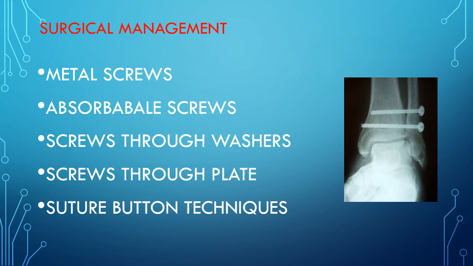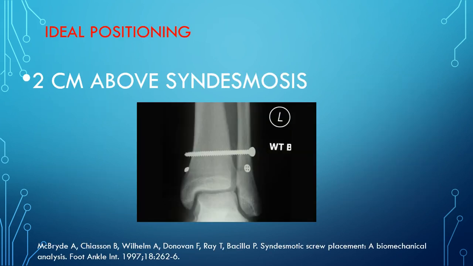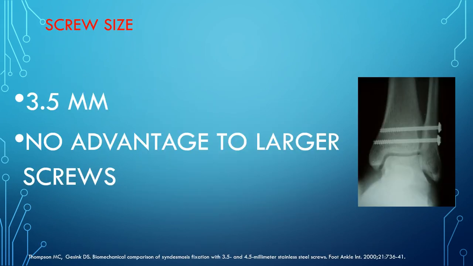There are a variety of techniques that have been advocated in the literature for the surgical repair of the syndesmosis and high ankle sprains. And all of these techniques have papers that argue in support of their approach. This includes the use of standard screws, absorbable screws, the use of screws through washers, the use of screws inserted through small bone plates, and then there are suture button techniques. Generally, it's accepted that the ideal positioning of the reduction is going to be 2 centimeters above the ankle joint line. With regard to screw size, there continues to be some debate regarding this matter.